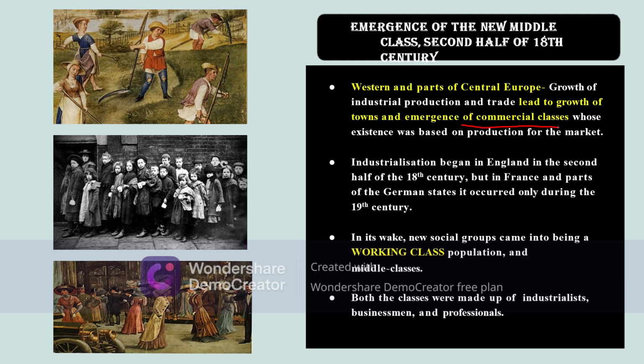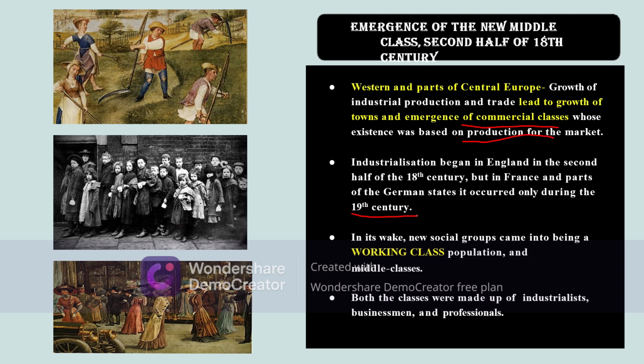Their existence was based on production for the market. So for their living, they were highly dependent on production for the market. Industrialization began in England in the second half of the 18th century, but in France and parts of the German states, it occurred only during the 19th century. So it was quite late when it occurred, but first it happened in England.